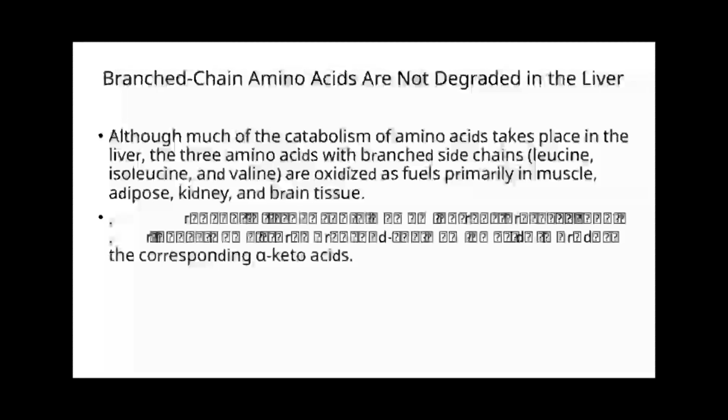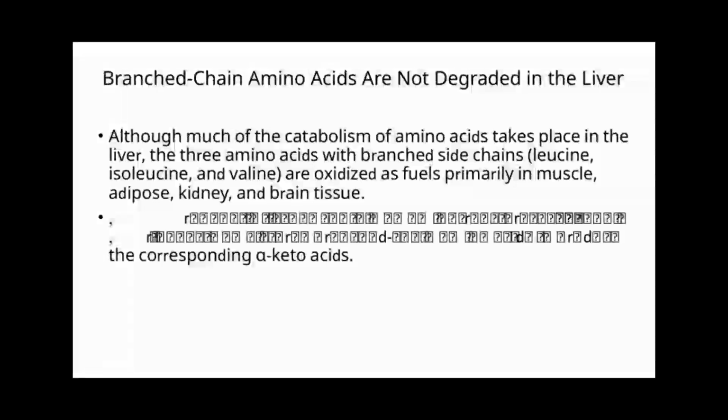This is an important point because it highlights how these amino acids are handled differently from others. Instead of being primarily degraded in the liver, they are broken down in other tissues, which is a key aspect of their metabolism. So, to connect this to the overall theme, understanding where and how these amino acids are metabolized helps us better grasp the regulation of amino acid catabolism and energy production in different tissues.